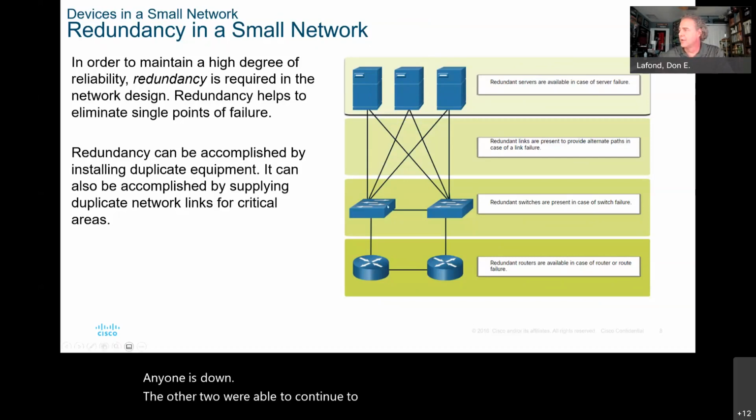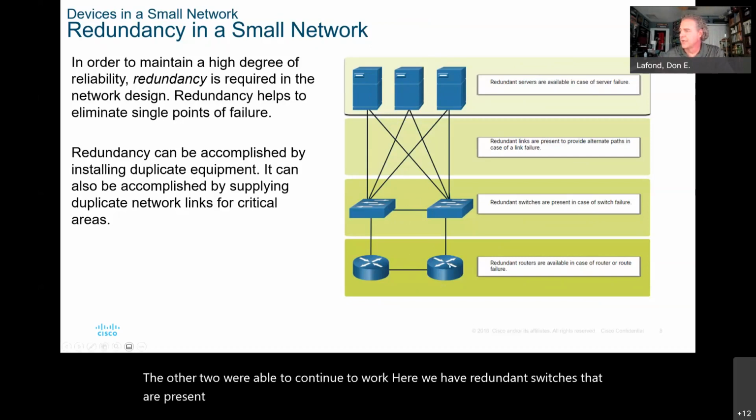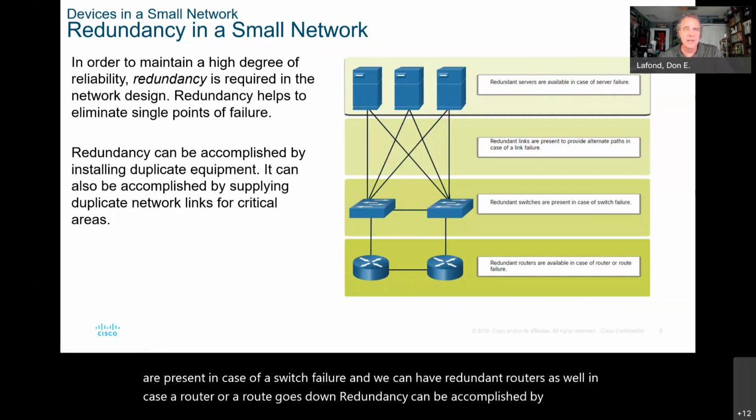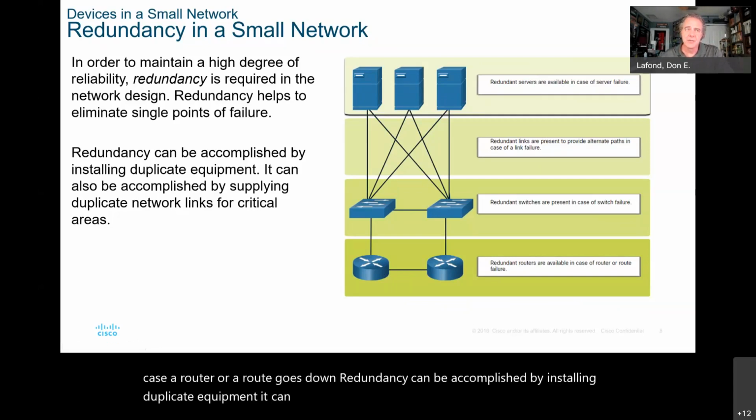Here we have redundant switches that are present in case of a switch failure, and we can have redundant routers as well in case a router or a route goes down. Redundancy can be accomplished by installing duplicate equipment. It can also be accomplished by supplying duplicate network links for a critical area.